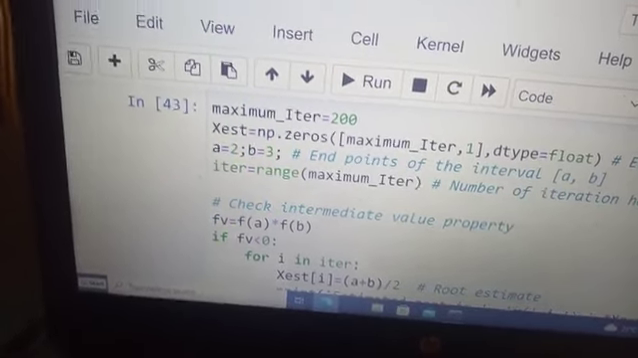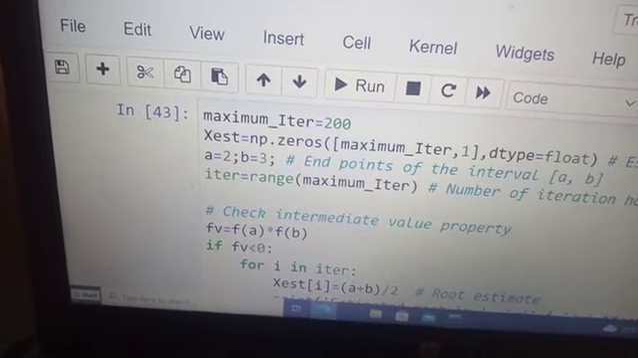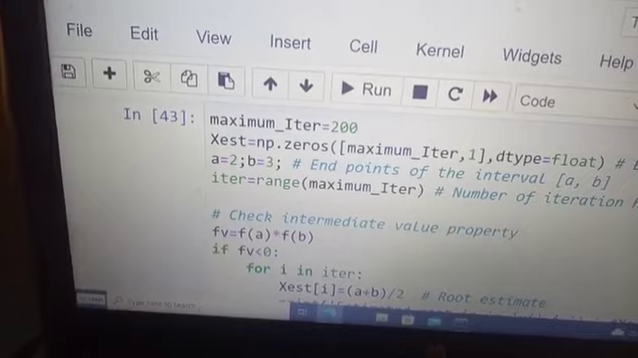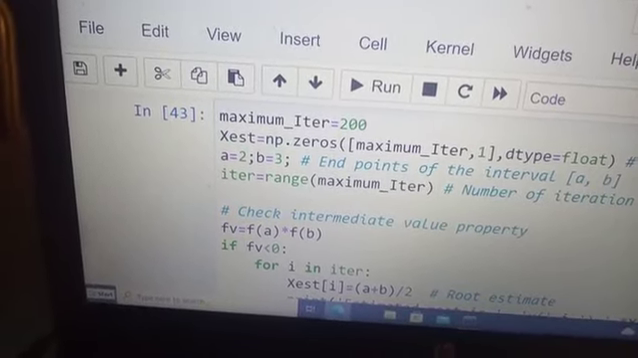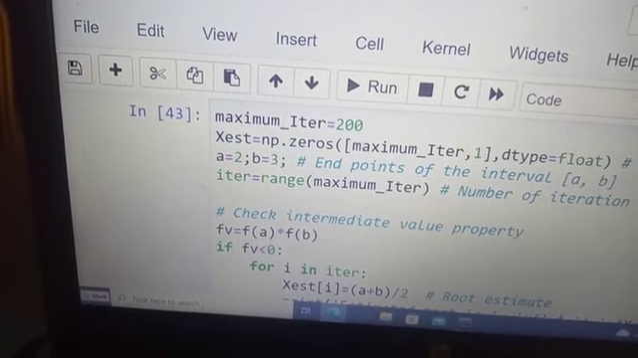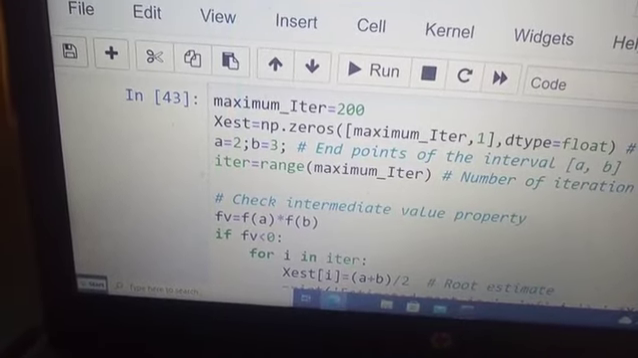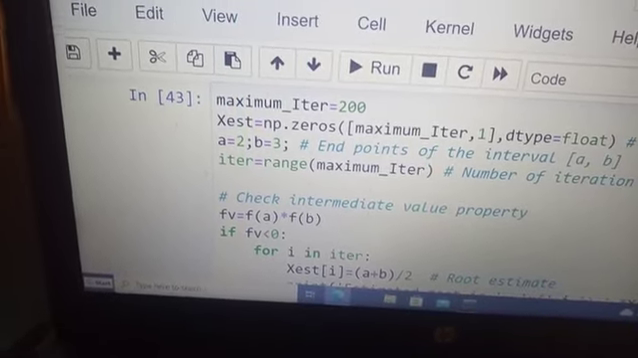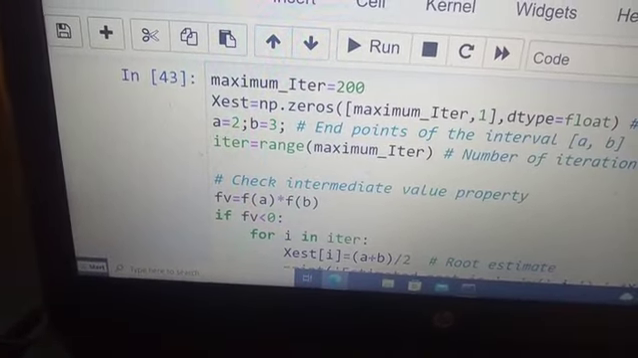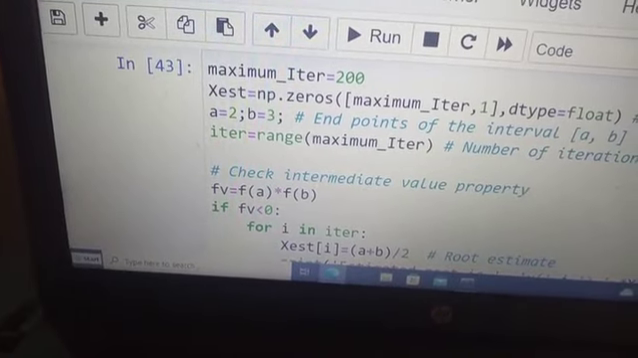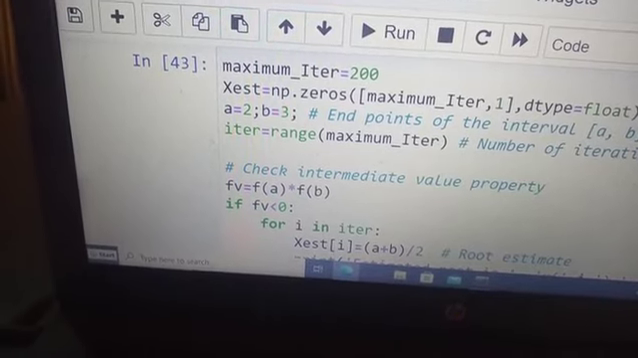After that line, you will see a equals 2, b equals 3, so the interval is between 2 and 3. We expect that the root of this function, f of x equal to 0, should lie between 2 and 3. Then we also create a number of iterations, which should be in the range between 0 and the maximum iteration. And then we check the intermediate value property to see whether there is a root. There we compute the product of f of a and f of b and store it in fv.